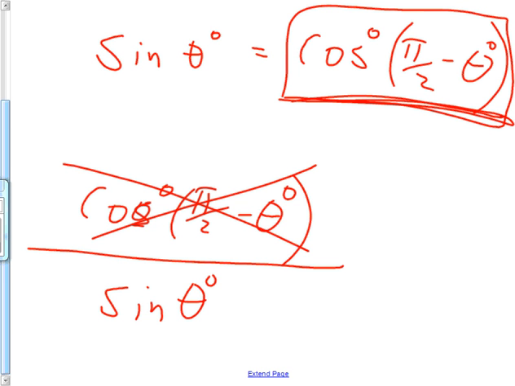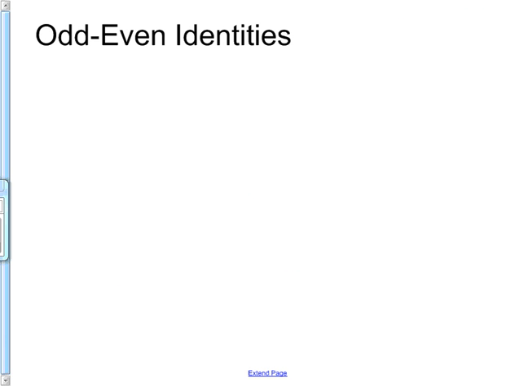So everything cancels, you just have like a sign left. All right. Odd and even identities. Yes, there's more to learn. Because we had an easy day on Friday, we have to know a lot today. Odd, even identities. All right.